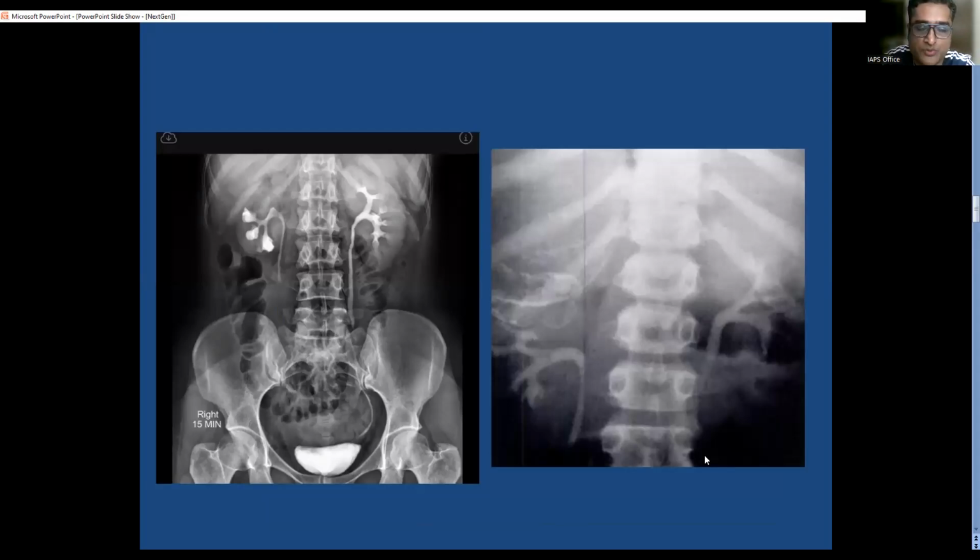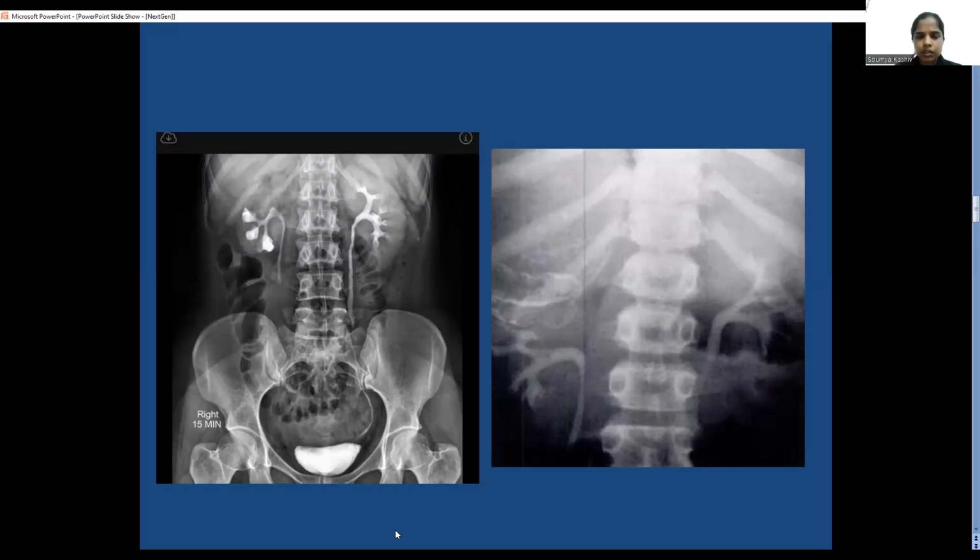Image 1 and image 2, two different patients. Tell me the sign and what is the diagnosis. It seems like a drooping lily sign, sir. Very, very correct. So drooping lily sign in both the images. So what is the difference between the two images? These are the two conditions in which you see the drooping lily sign. That's why I put the two images.